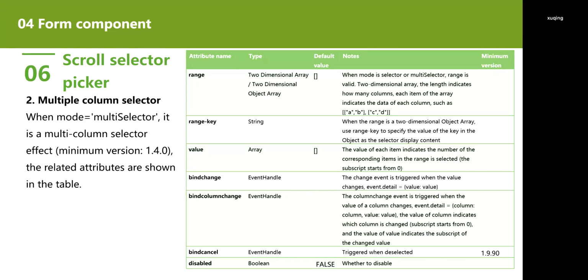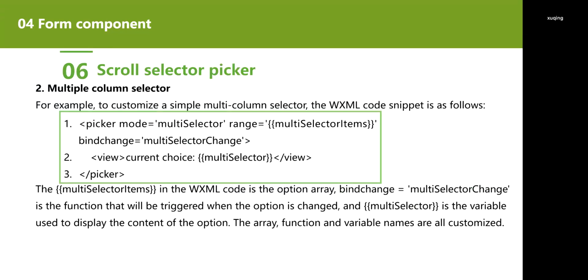We have bind column change. The column change event is triggered when the value of a column changes. We have bind cancel. It is triggered when deselected. We have the attribute disabled. The default value is false. It is to see whether to disable or not. Here we have another small example. In order to customize our simple multi-column selector, we have the WXML code like this.